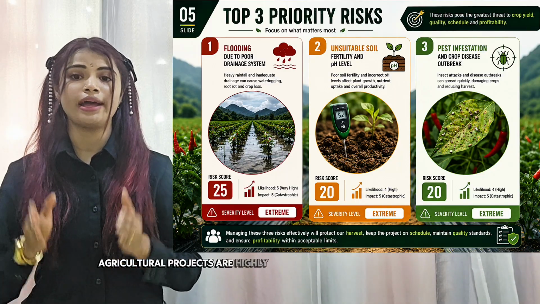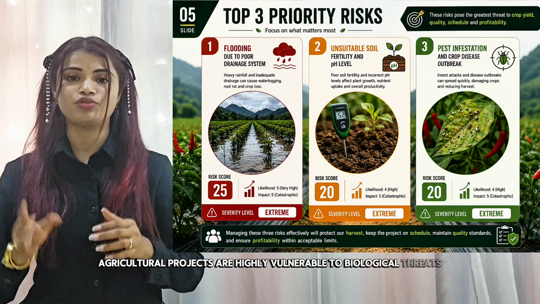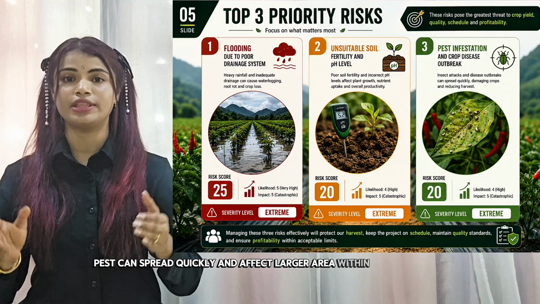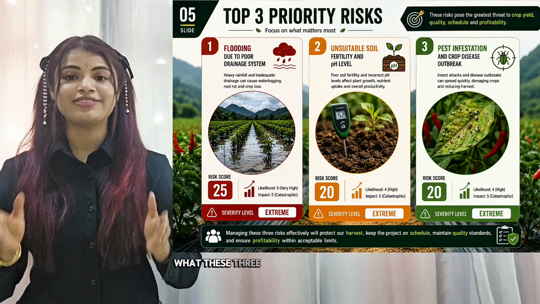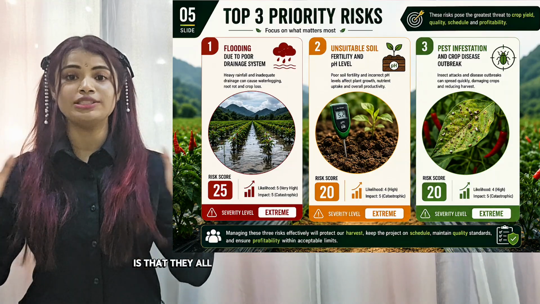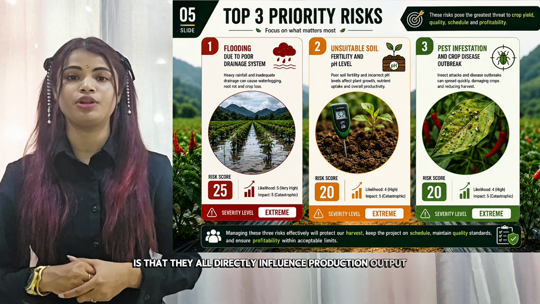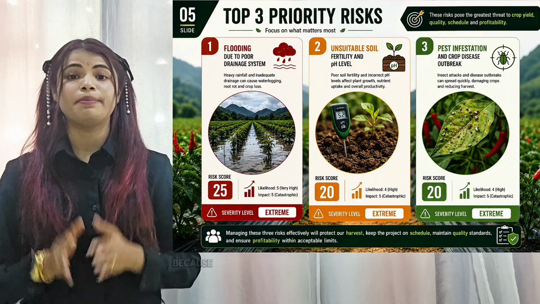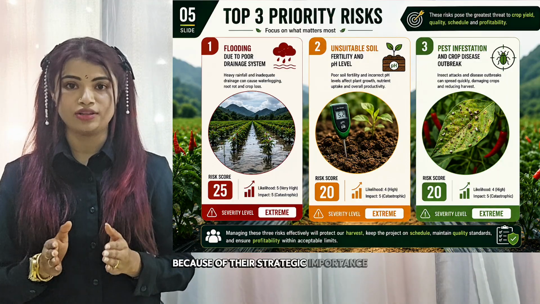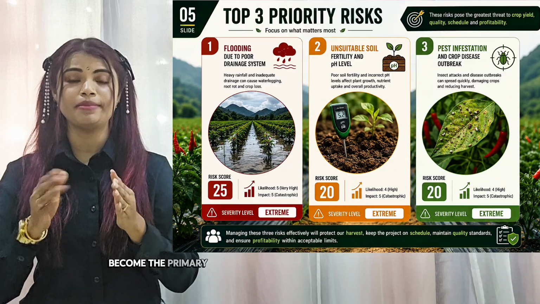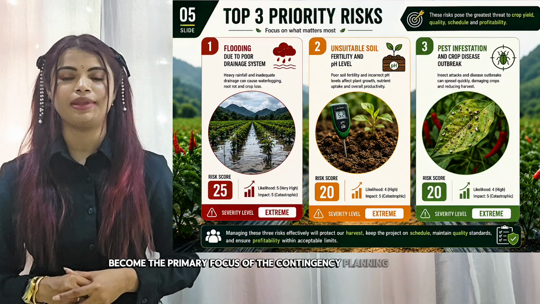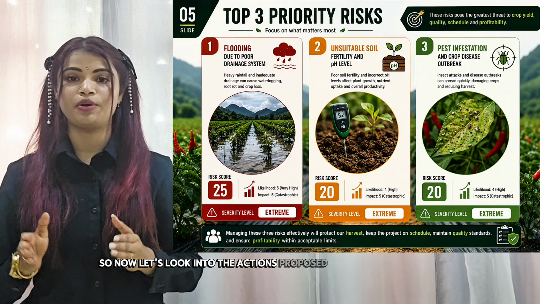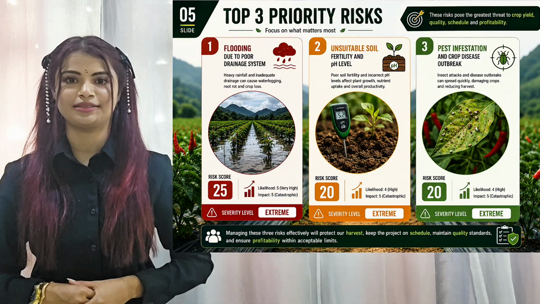Agricultural projects are highly vulnerable to biological threats because pests can spread quickly and affect a larger area within a short period. What these three risks have in common is that they all directly influence production output, crop quality, project schedules, and financial performance. Because of their strategic importance, these risks become the primary focus of the contingency planning process. So now, let's look into the actions proposed to manage these risks.